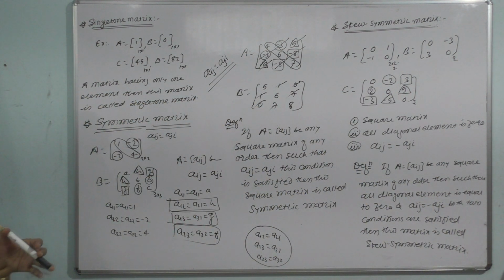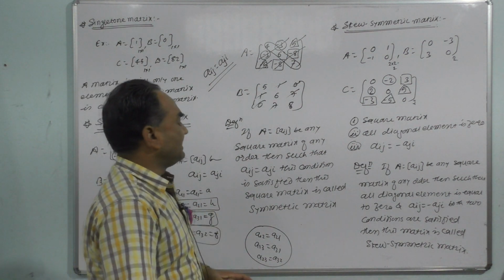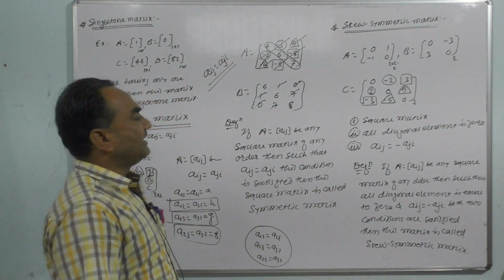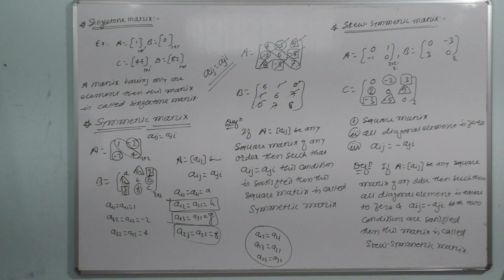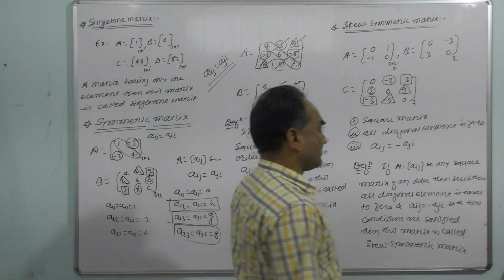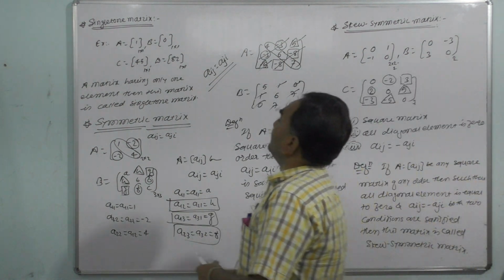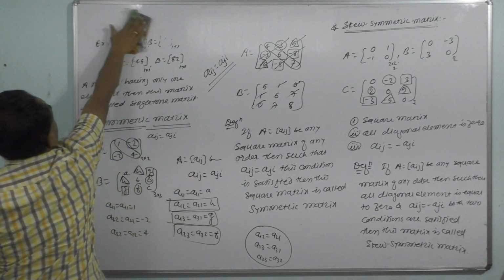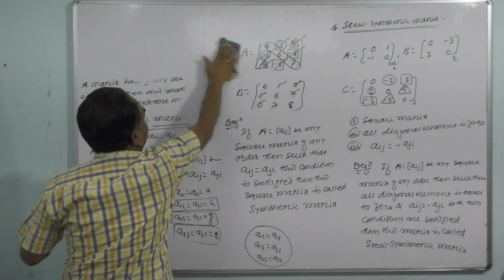What is meant by skew symmetric matrix? Aij is equal to minus Aji and all diagonal elements are 0. Then this matrix is called a skew symmetric matrix. Next type of matrix, transpose of matrix.